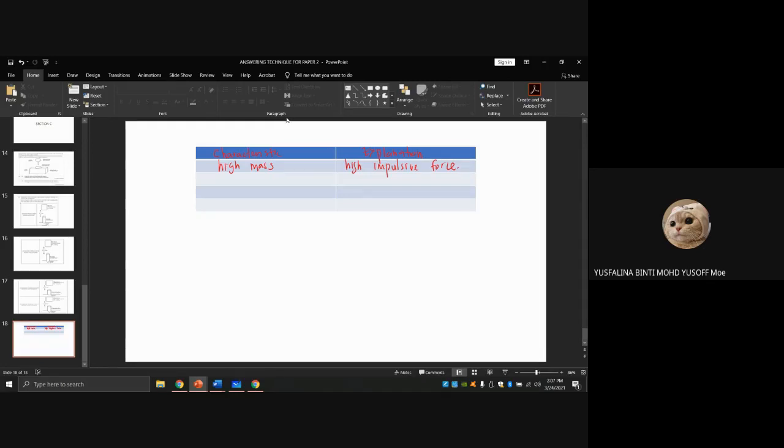For this one, don't put the number. Don't put 120 kg. I know this is the highest, but don't put the value. I will explain later why you cannot put the value. Just put high or low only. So high mass, high impulsive force.